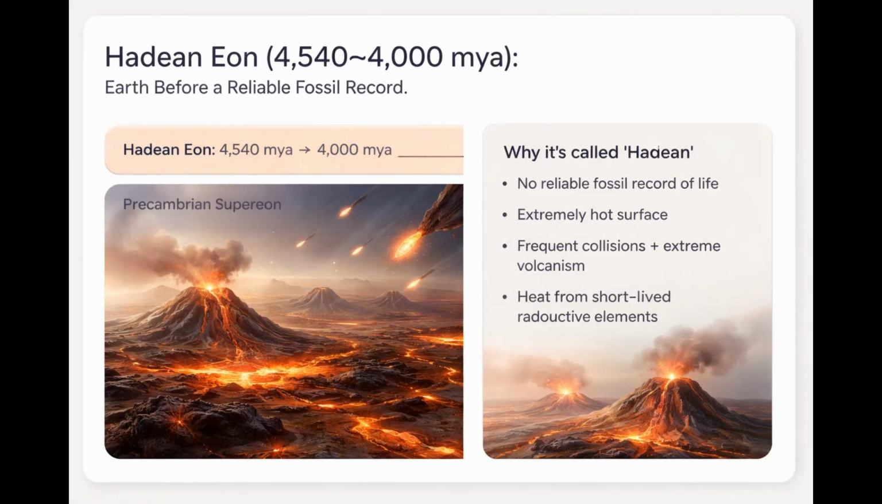The Hadean Eon runs from about 4.54 to 4.0 billion years ago, and it's essentially Earth's earliest chapter, before we have a reliable fossil record of life. The key idea is that the planet was incredibly hot. Earth was being battered by frequent collisions, volcanism was intense, and there were abundant short-lived radioactive elements producing extra heat. Put all that together, and much of Earth's surface was molten or close to it, which makes this period very different from the more stable world we're used to imagining.